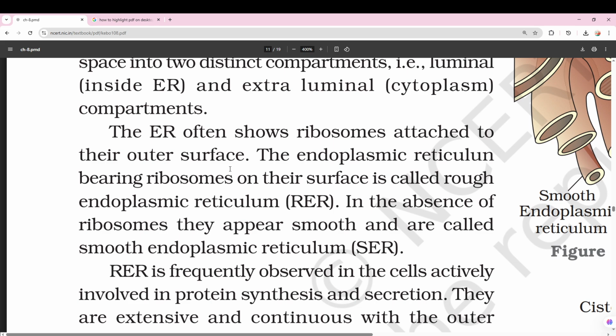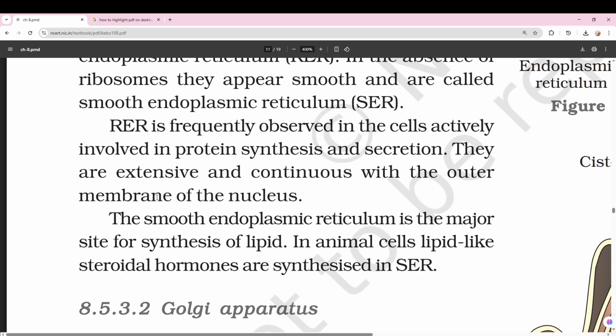are called SER, smooth endoplasmic reticulum. RER is frequently observed in the cells actively involved in protein synthesis and secretion. They are extensive and continuous with the outer membrane of the nucleus. The SER is the major site for synthesis of lipid. In animal cells, lipid-like steroidal hormones are synthesized in SER.